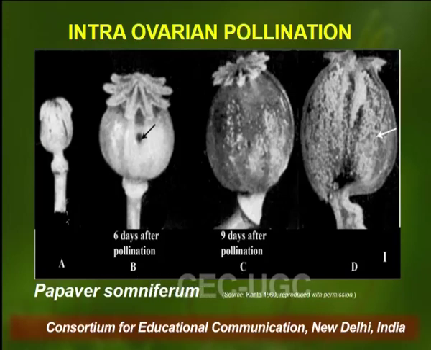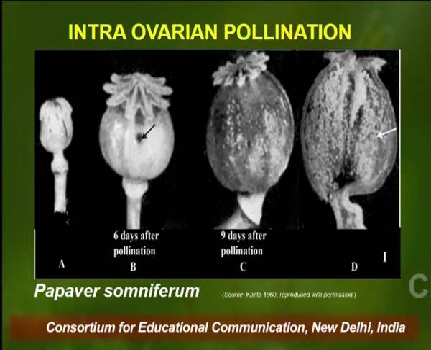Now here you see that there is an ovary. This is an example of Papaver somniferum. Here what is done is that there are two punctures which are made in the ovary right opposite to each other. Right? This can only happen in those ovaries which are large enough, otherwise in small ovaries the process is very difficult. So what basically is done in intra-ovarian pollination is, intra means inside and ovarian is inside the ovary. So pollination is done inside the ovary.